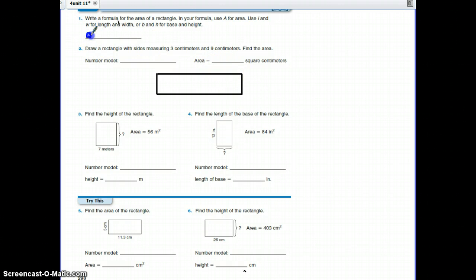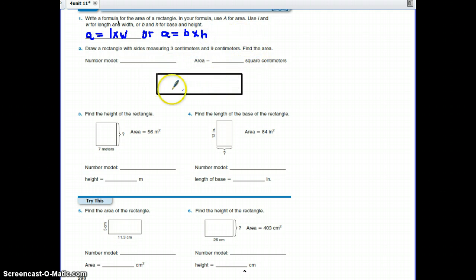So area equals, that's what it told you, either length times width, or, and sorry for my handwriting with this, area equals base times height. So it's just the abbreviation, the first letter of those words.